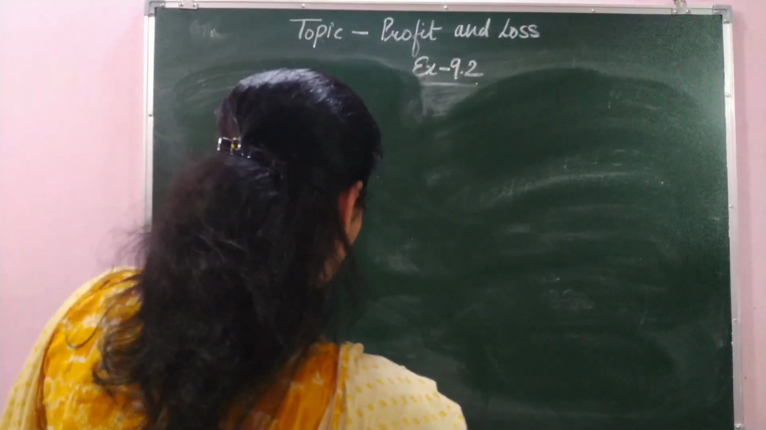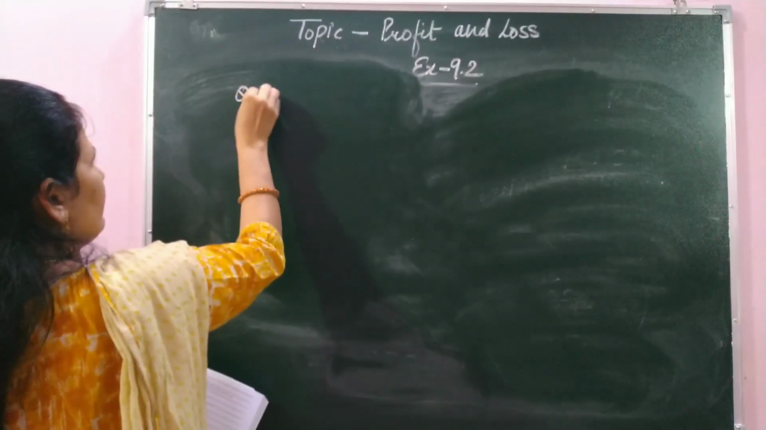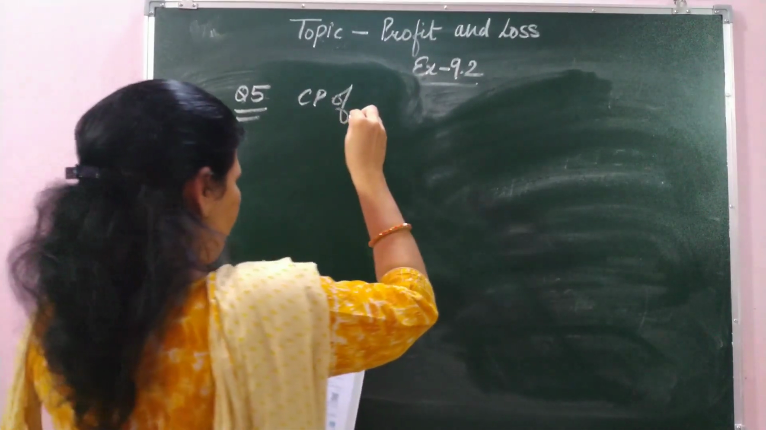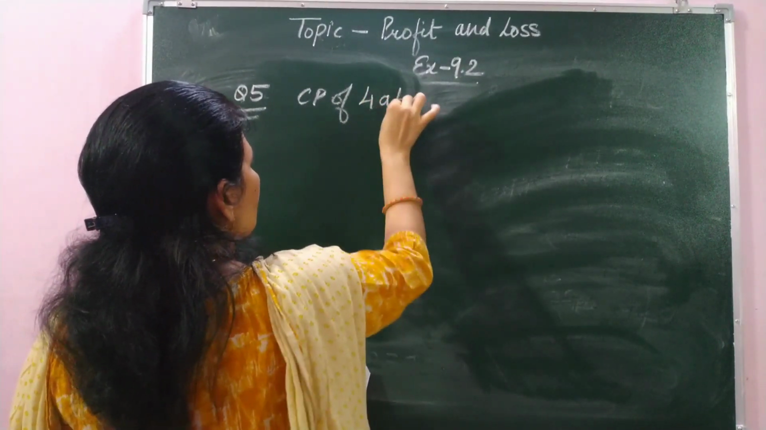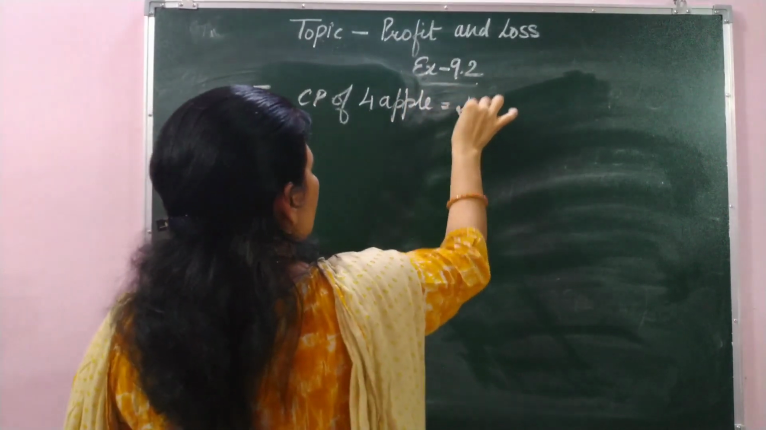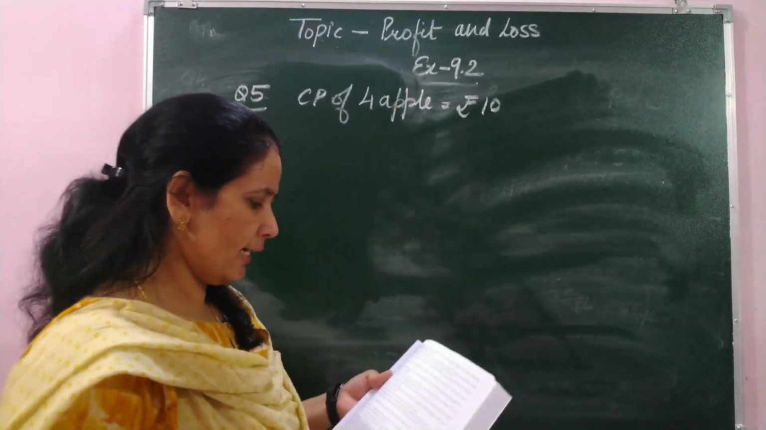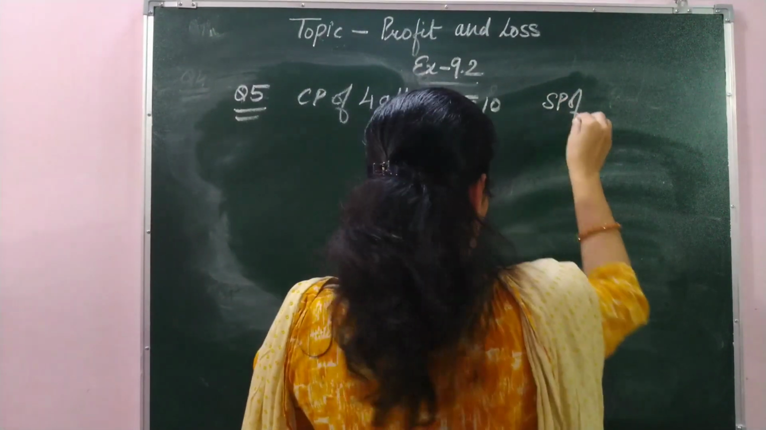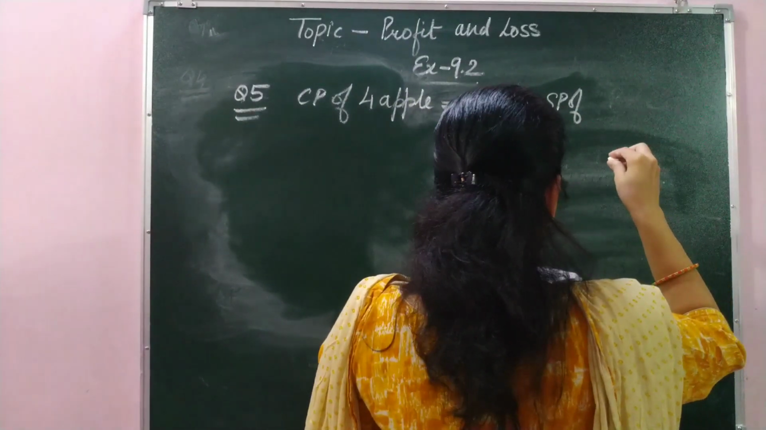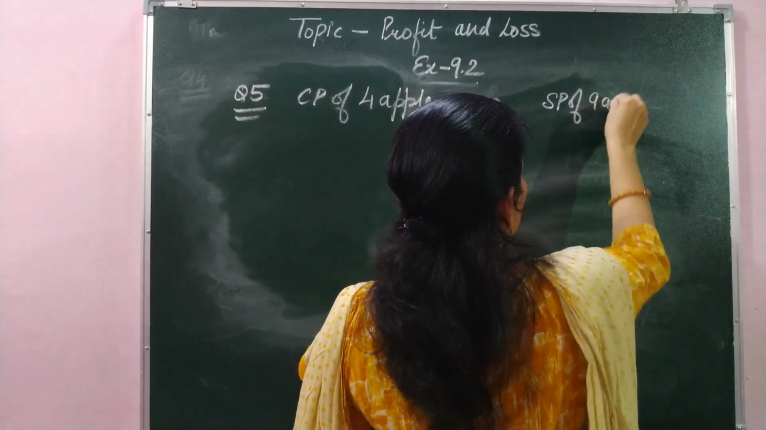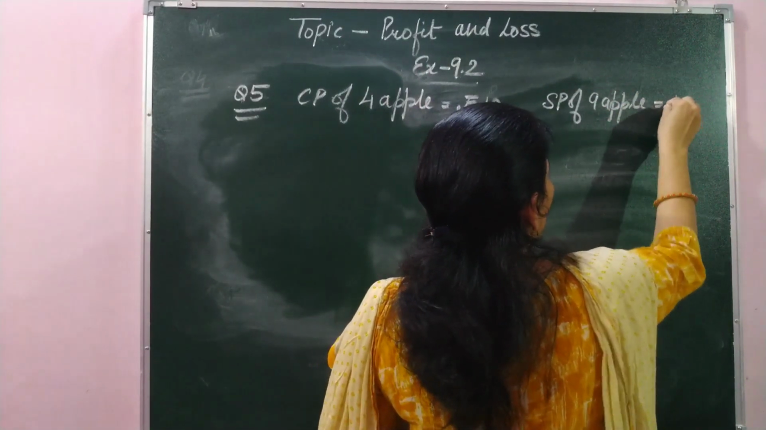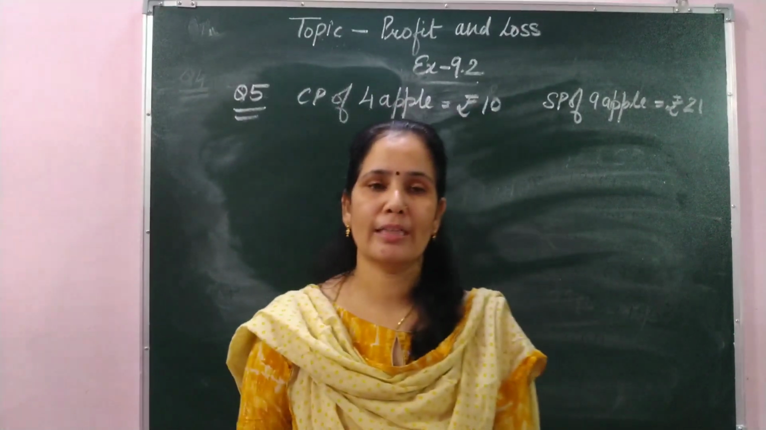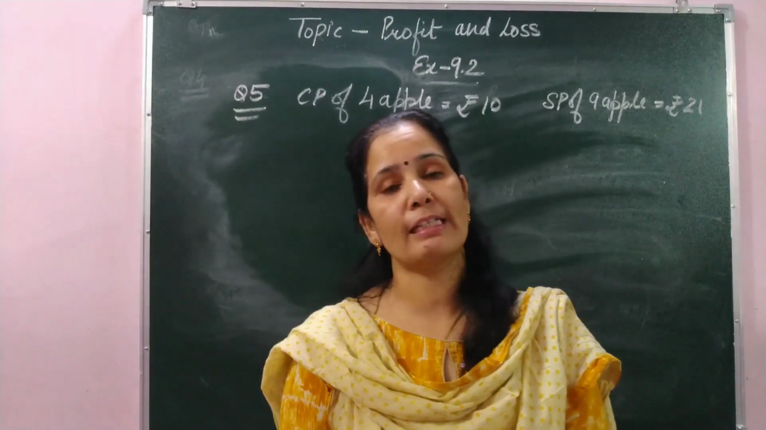In question number 5, they have given the cost price of 4 apples, which is rupees 10. And then they have given the selling price of 9 apples, that is rupees 21. And students, by this transaction you have to find out whether the fruit seller gains profit or loss.